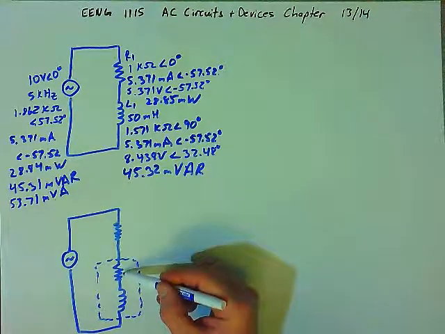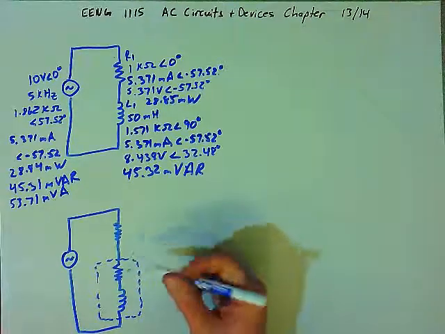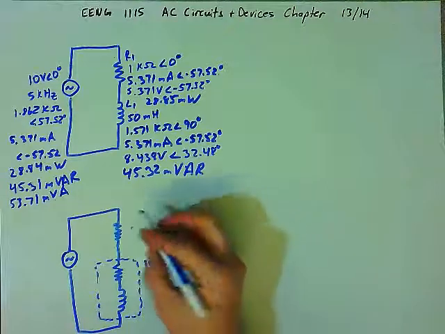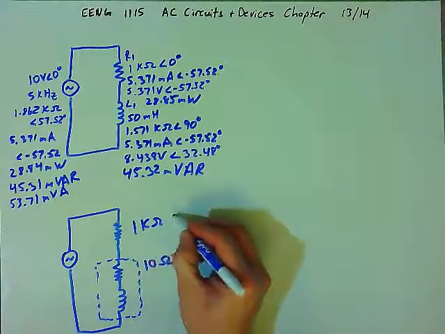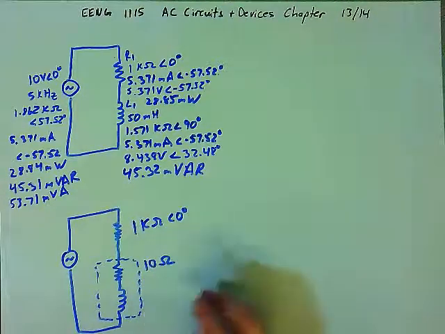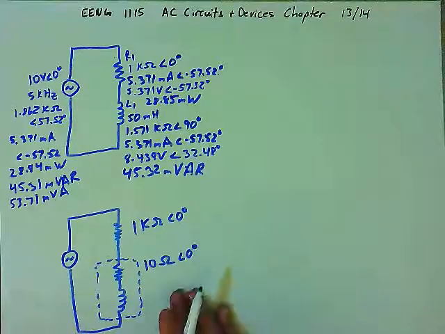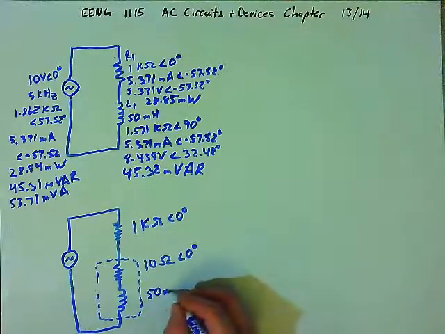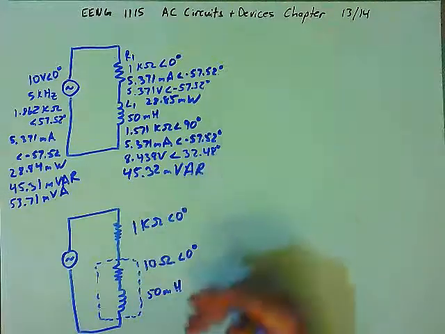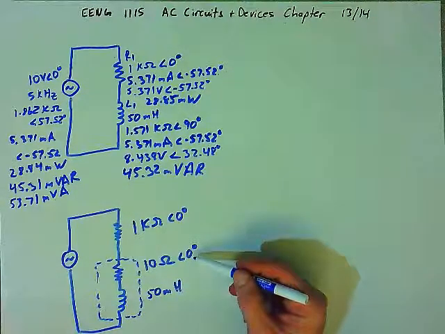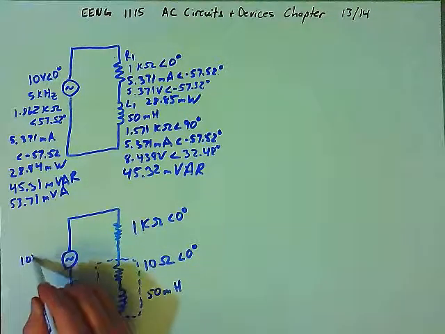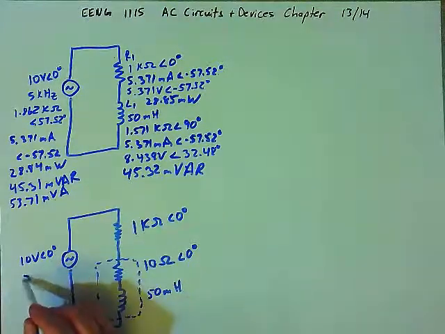So this resistance and inductance represents the inductor in the circuit. There is some resistance here. It's very small. For example, maybe it's only 10 ohms. And so we have 1 kilo ohm resistance at 0 degrees. Resistance is always at 0 degrees, and the inductance is 50 millihenries. It's the same circuit, but now we're considering the actual resistance of the inductor. We still have a 10 volt source at 0 degrees at 5 kilohertz.